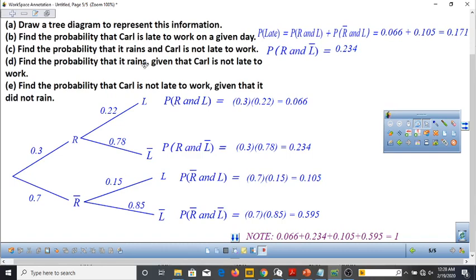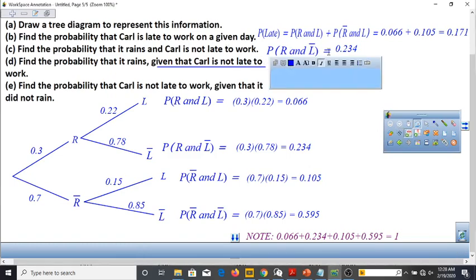Find the probability that it rains given that Carl is not late to work. So now we have to find the probability under this condition that he is not late to work. So when is Carl not late to work? Well, Carl is not late to work in two cases: this case where it rains and this case where it doesn't. That's going to be the denominator of my expression. So I know I'm going to be dividing by the sum of 0.234 and 0.595. So that's going to be my denominator.